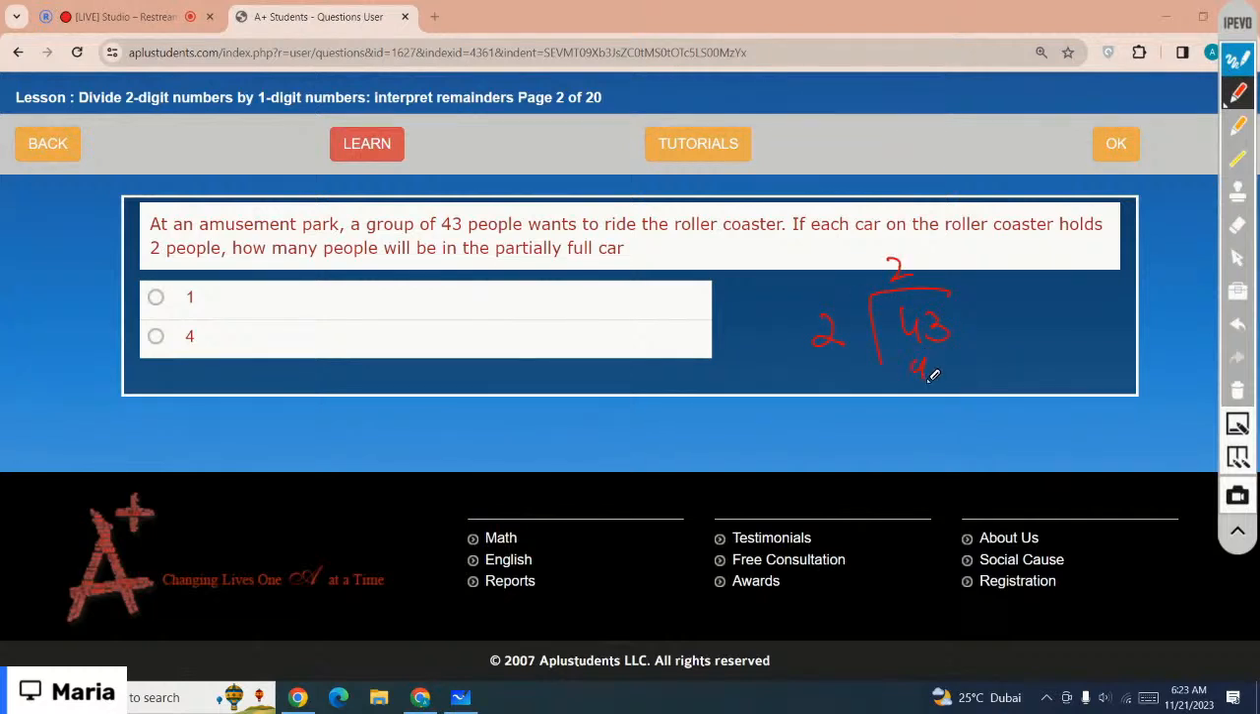2 times 2 is 4. 2 times 1 is 2. That means 21 cars can have two people each, but the last one has only one. The correct option is 1. You have to find the remainder here. The remainder is 1. The last car has only one person, right? The correct option is 1.